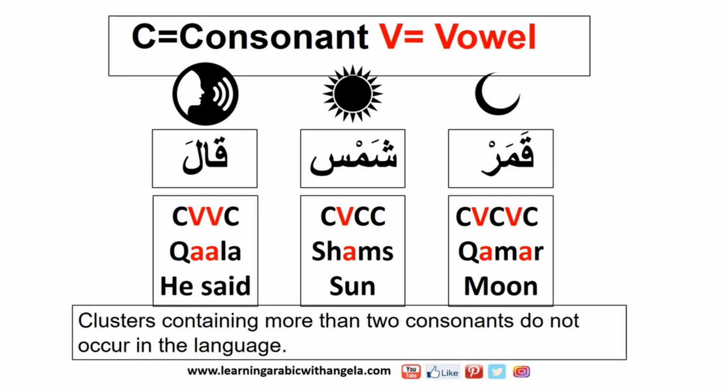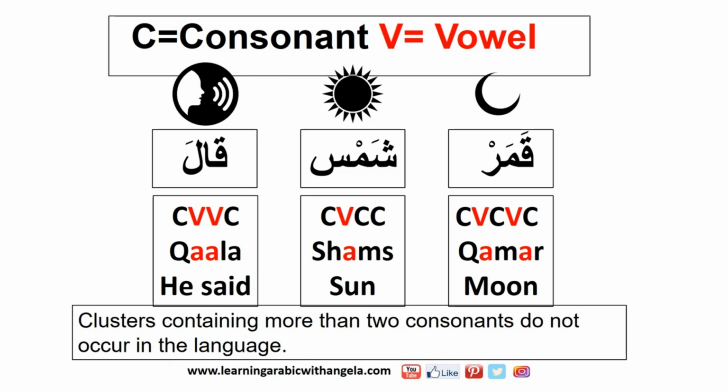Clusters containing more than 2 consonants do not occur in the language. In fact, Arabic forbids initial consonant clusters and more than 2 consecutive consonants in other positions, which is typical of most other Semitic languages. If you look at these examples, you will see the pattern.